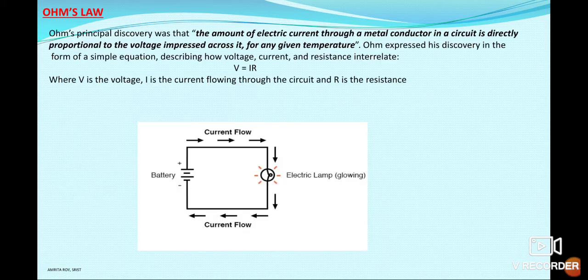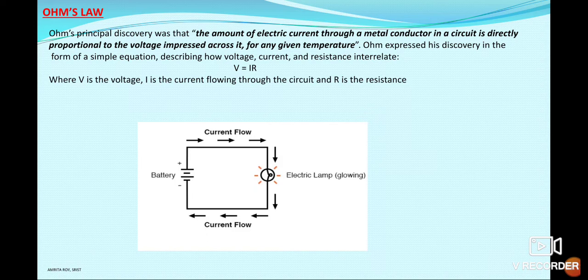Ohm's law. Ohm's principal discovery was that the amount of electric current through a metal conductor in a circuit is directly proportional to the voltage impressed across it for any given temperature. Ohm expressed his discovery in the form of a simple equation describing how voltage, current and resistance interrelate. So it's given by the equation V equals IR, where V is the voltage, I is the current flowing through the circuit and R is the resistance.